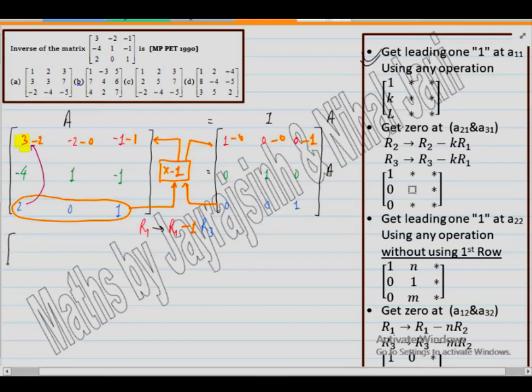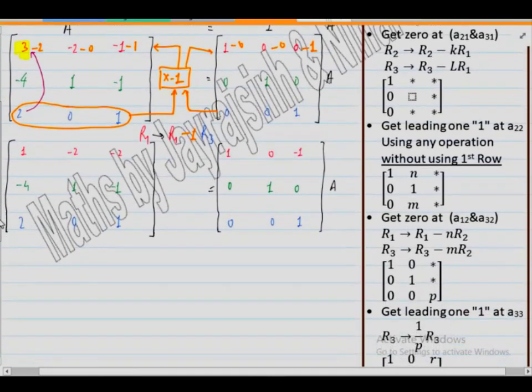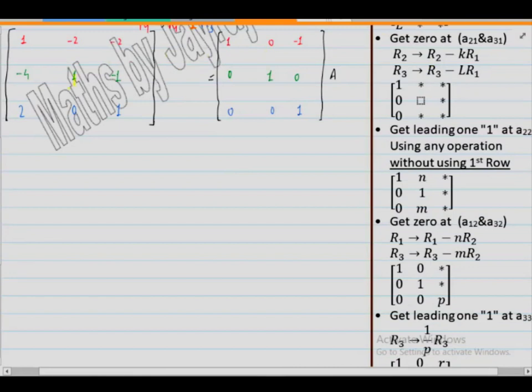As you can see, in this process our second and third rows will be as they are. The first row will be changed to 1, minus 2, minus 2, 1, 0, minus 1. We complete our first step. Now we should move to the second step, in which we need to get 0 at A21 and A31. For that, the recommended process is R2 gives R2 minus K, or we can say minus 4. This will become plus 4 R1, and to get 0 at 31, we will do the second process.